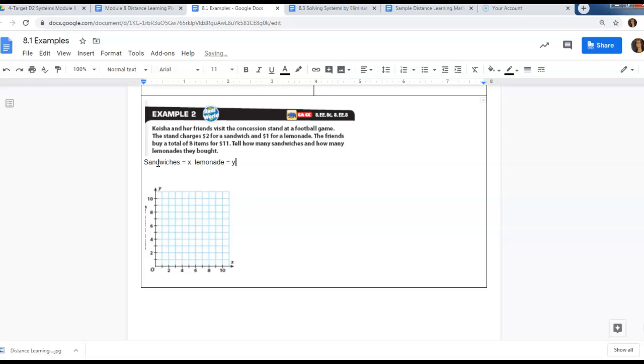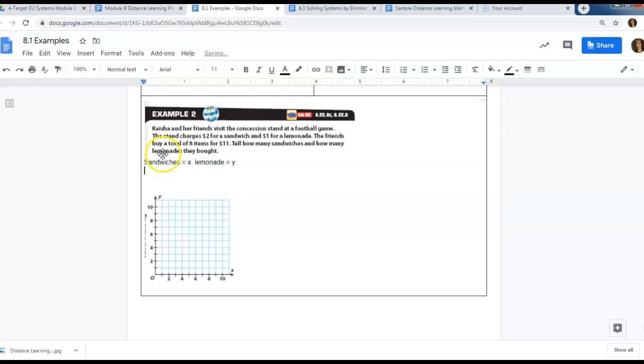Now to come up with the equation, the first part says $2 per sandwich. So how much is each sandwich? $2. So to find the cost, I have to multiply x times 2. So it's going to be 2x, and then the lemonade is just $1 each. So 1 times y, that's just going to be y, plus y equals, and now how much did they spend? They spent $11 because this is the cost. So it's going to be equal to 11.